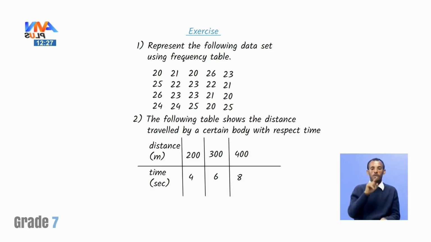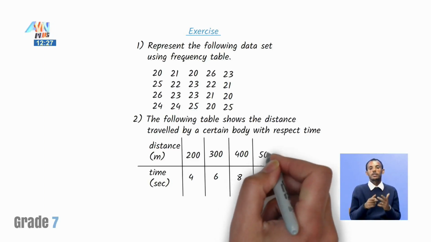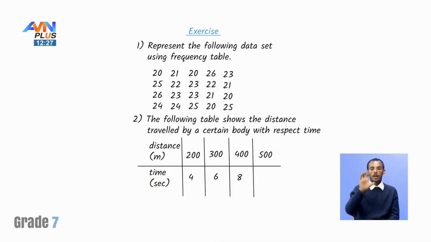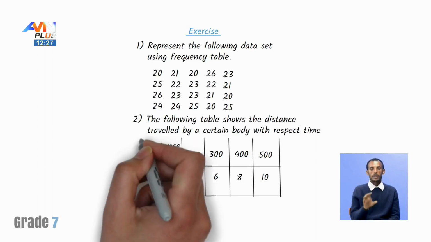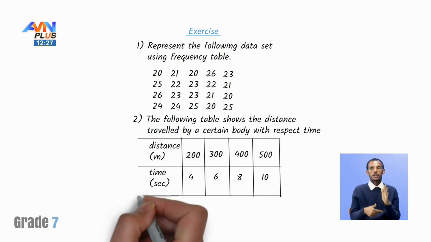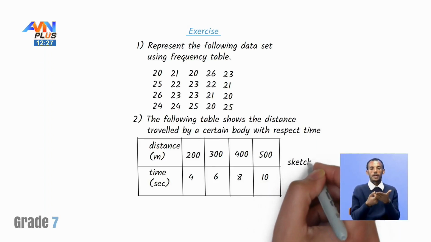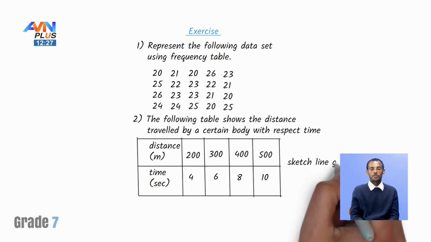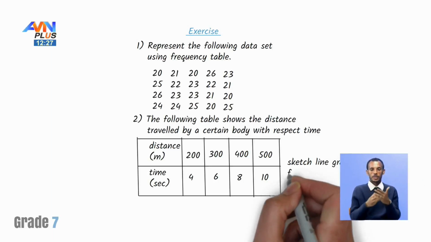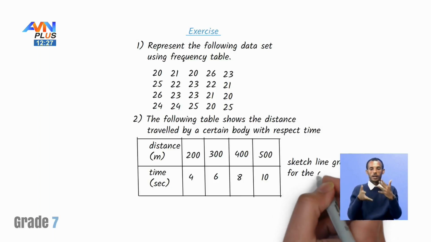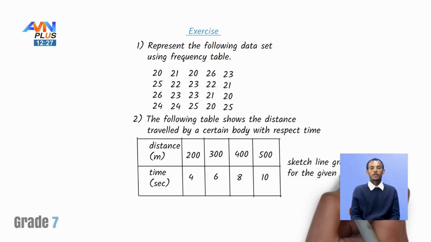So the distance traveled here, 200, 300 in 6 seconds, 400 in 8 seconds, and 500 in 10 seconds. This table gives distance traveled with time. So here sketch a line graph for the given data.